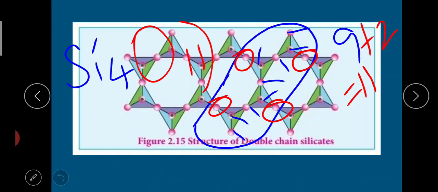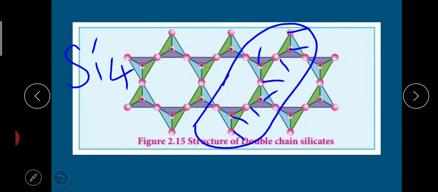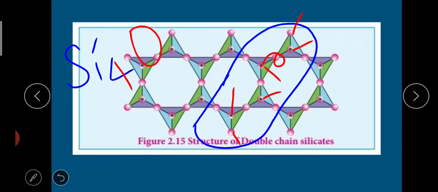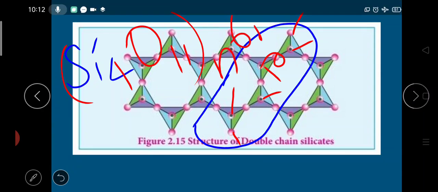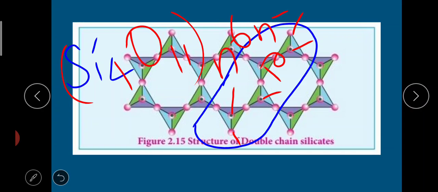So how this 6n minus is coming, we'll calculate the charge now. So if you see here, 1, 2, 3, 4, 5, 6. Remaining oxygen and all, they are sharing, so they will not carry any charge. So Si4O11 n times, 6n minus. Is it clear? So this is how you have to identify the formula.